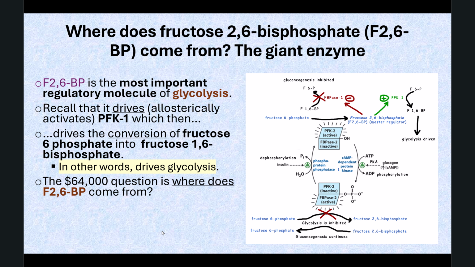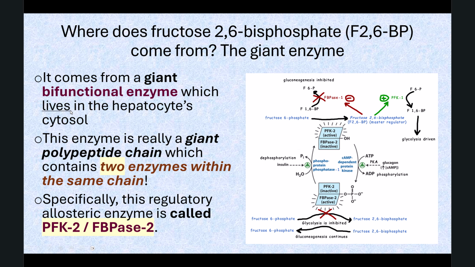All right, great. So what else? The $64,000 question is, where does F26BP come from? This most important regulator of glycolysis, an important regulator of gluconeogenesis. Where does it come from? It comes from that giant enzyme, right? It comes from the giant bifunctional enzyme, which lives in the hepatocyte cytosol, floating around, looking for trouble.